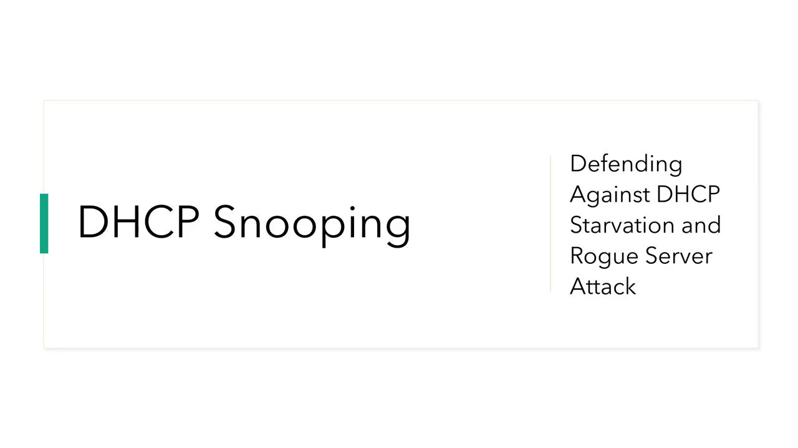It is a security feature which provides network security by filtering untrusted DHCP messages and by building and maintaining a DHCP snooping binding database, known as the DHCP snooping binding table. DHCP snooping differentiates between untrusted interfaces that are connected to the end user and host, and trusted interfaces that are connected to the legitimate DHCP server or any other trusted device.